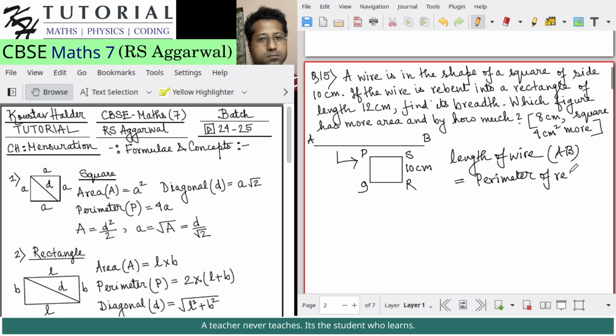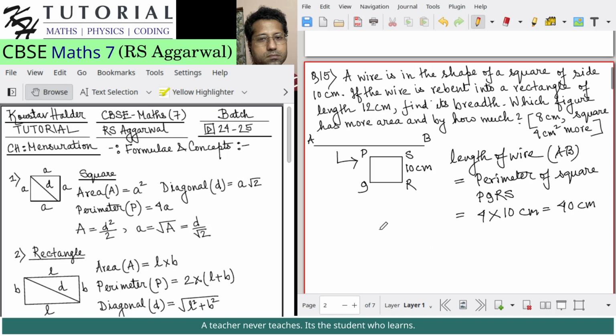of the square PQRS. Sorry, not rectangle, the perimeter of the square, because initially the wire was in the shape of a square. So the perimeter of square PQRS will be equal to 4 times the side. The perimeter of a square is 4 times the length of the side, and it is given that the length of the side of the square is 10 centimeters. So this becomes 40 centimeter. So the length of the wire is 40 centimeter.